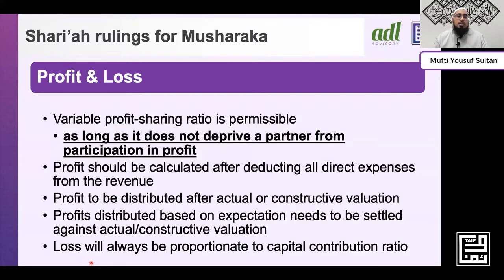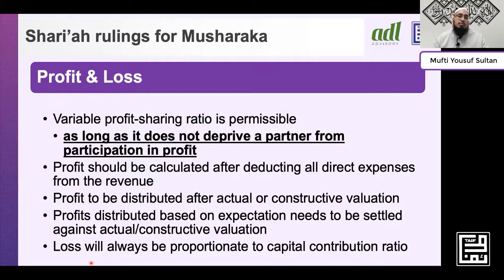Loss shall always be proportionate to the capital contribution ratio. Please remember that. Loss cannot be tweaked, customized, or agreed upon otherwise. If someone has put in 50% of the capital, by default he has to bear 50% of the loss. The other party cannot agree that I will bear the loss, don't worry.